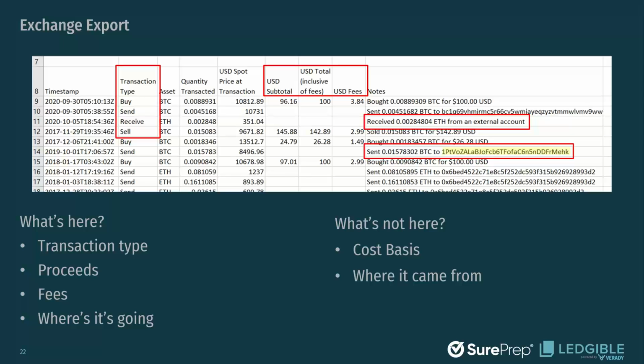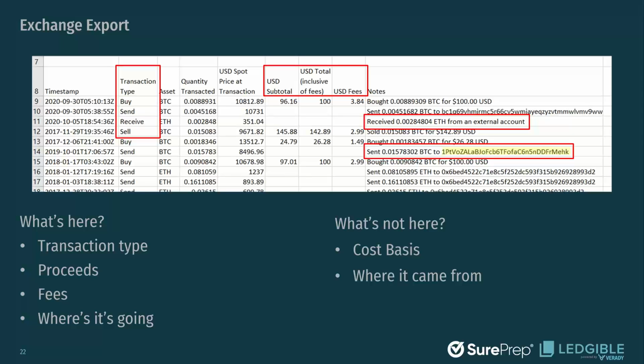As we'll talk about later, fees are actually very important and can have a material impact on the overall gain and loss for your client. And then finally, we're also going to start to see information about where it's going. So if you look here on this sent line, we can actually see the amount of Bitcoin that was sent, and then we're actually seeing the public key address that it was sent to. So we've got a reference point of where that crypto went after it left the exchange.